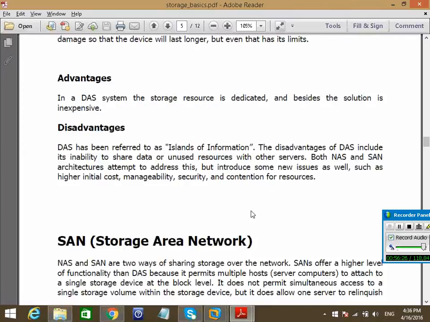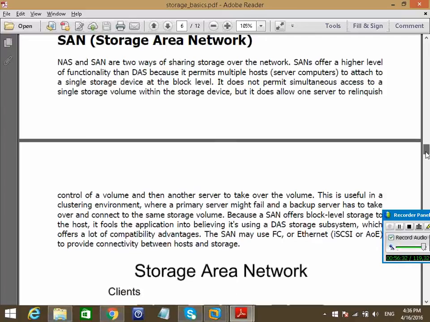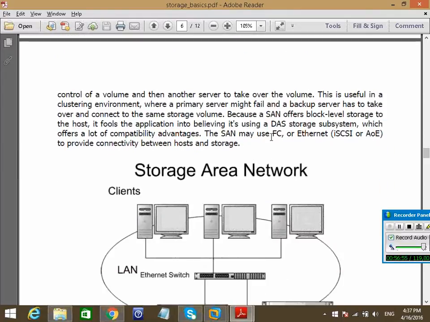Okay. SAN. Okay, NAS and SAN are two ways of sharing storage over the network. It offers higher-level functionality than DAS because it allows multiple servers to connect. SAN may use FC or Ethernet, iSCSI or AoE to provide connectivity between host and the storage. Okay.